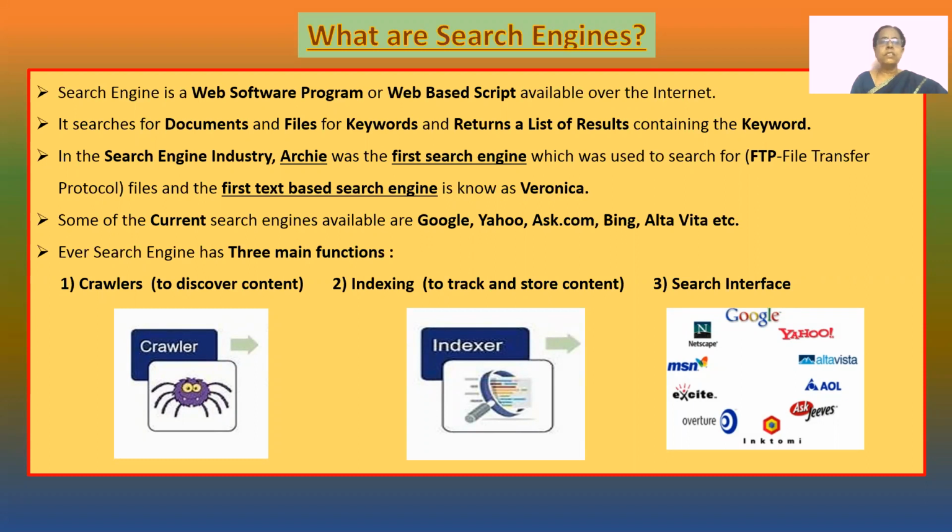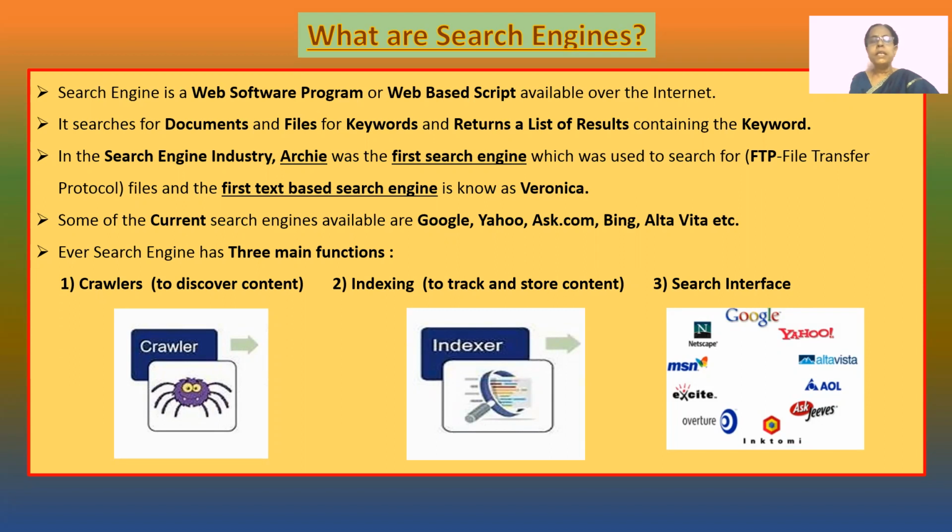The very first search engine, the first one that did the work of searching for FTP, that is file transfer protocol. You know the meaning of file transfer: transferring files from one place to another. This first search engine was called Archie. And there's another one which was the first text-based search engine. It was known as Veronica. So the first search engine was Archie, and the first text-based search engine was Veronica.